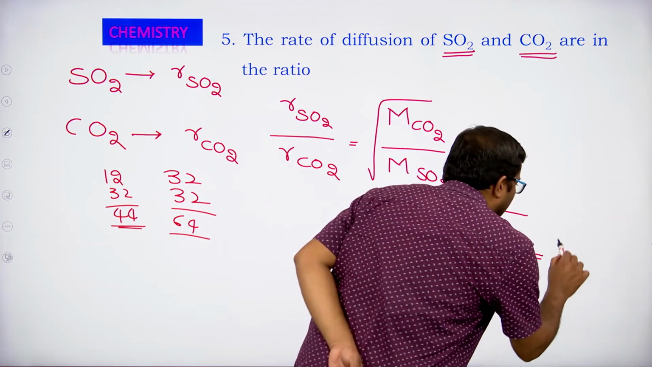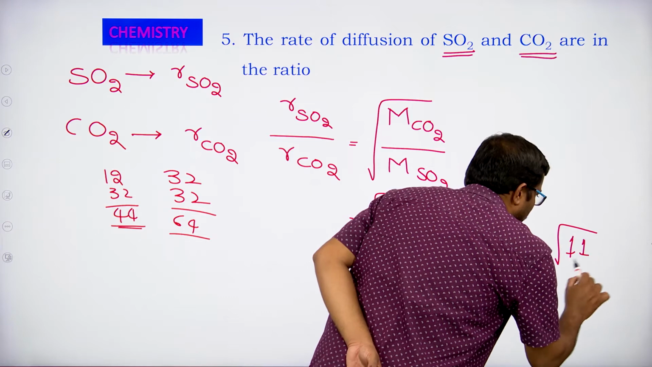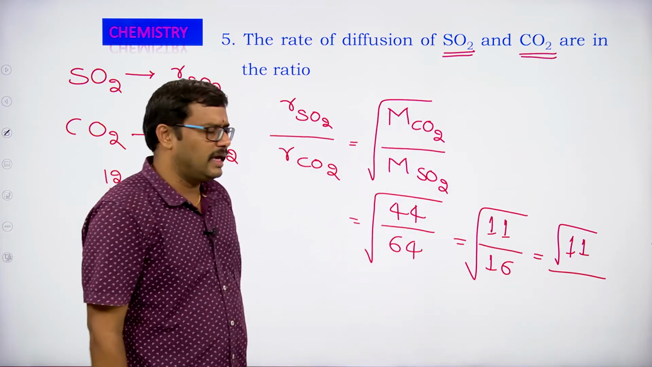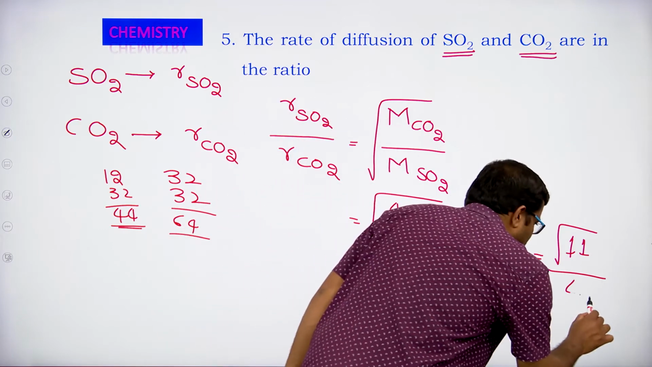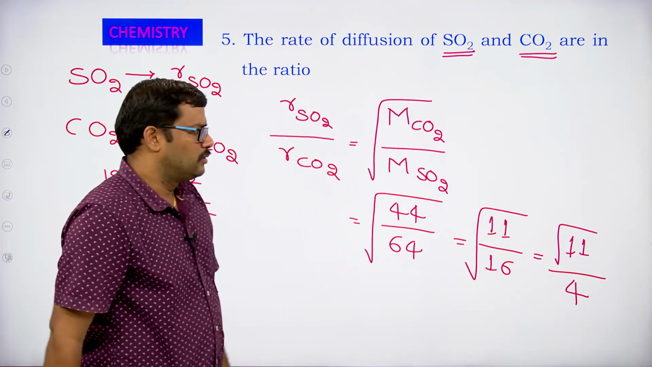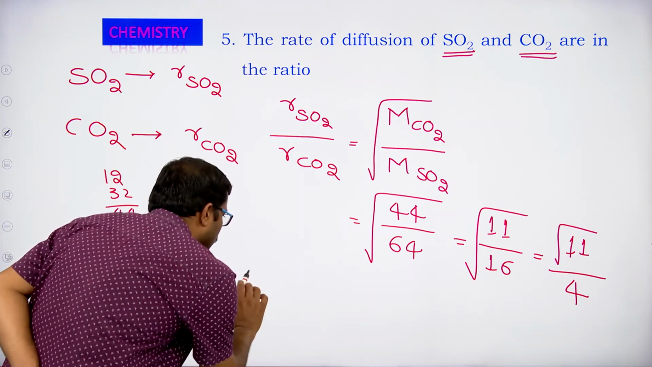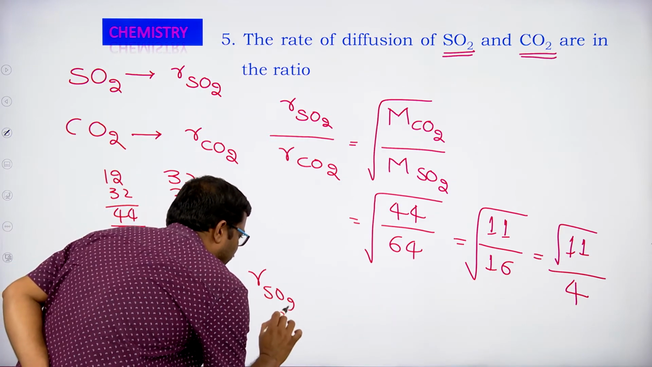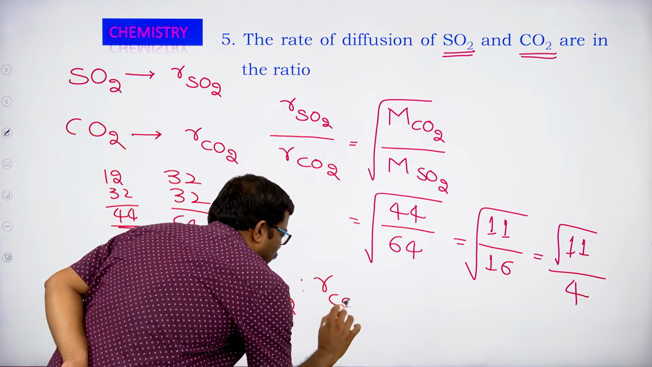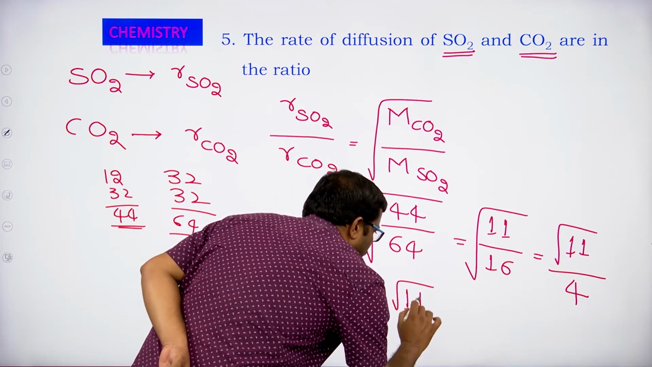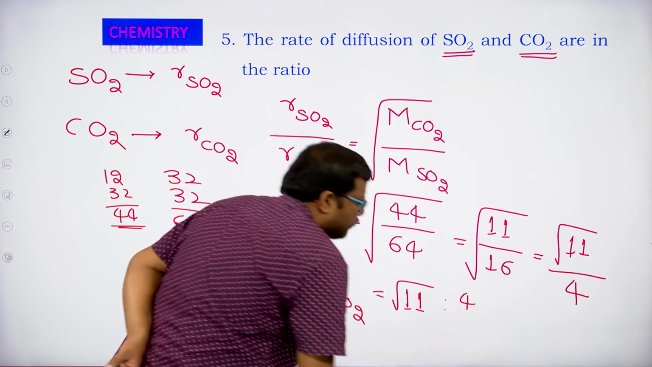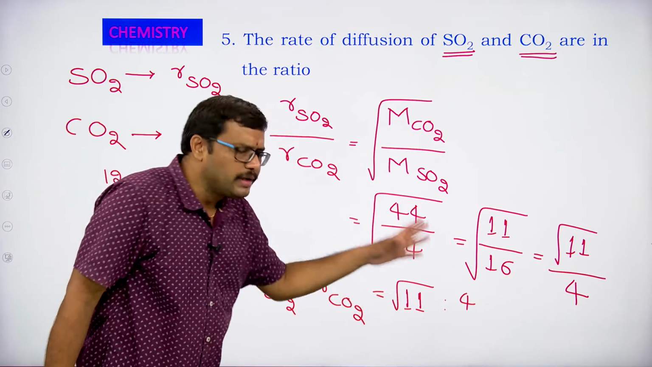So, I am keeping square root of 11 as it is, over square root of 16. 16 I can write as 4 squared, so the square and the root get cancelled out. So, 16 becomes 4 here. So, what is the ratio that is coming out? The rate of diffusion of sulfur dioxide to the rate of diffusion of carbon dioxide will be equal to root 11 is to 4. Root 11 is to 4 is the answer.